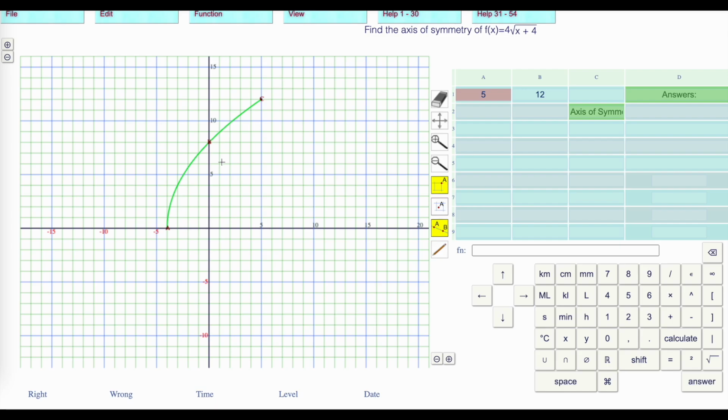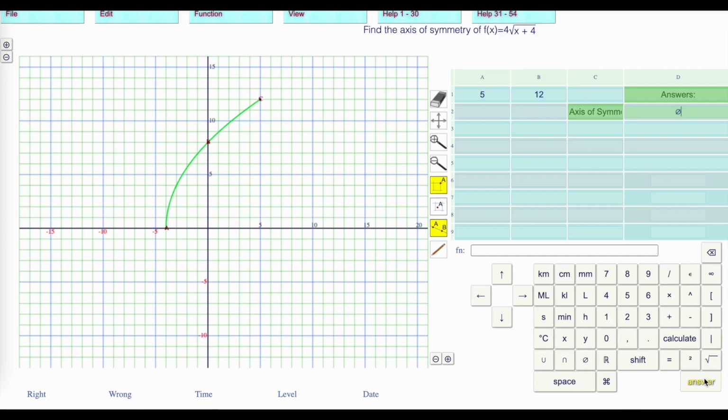It's just going to keep opening up, and it's not symmetrical along any axes. There's no way that we can get a symmetrical curve off of this. There is no axis of symmetry on the square root function. So we'll put null set and answer. All right, so that's it for all of the properties. Have a good day.